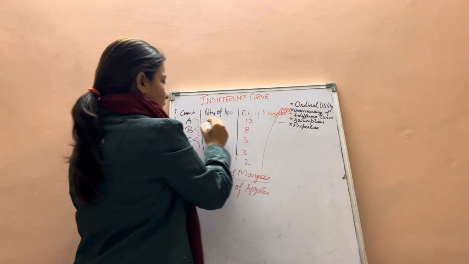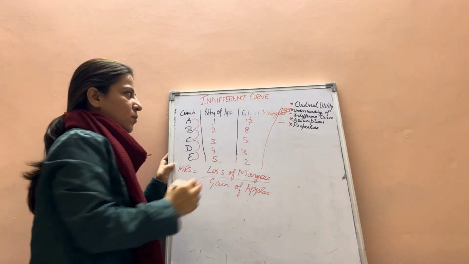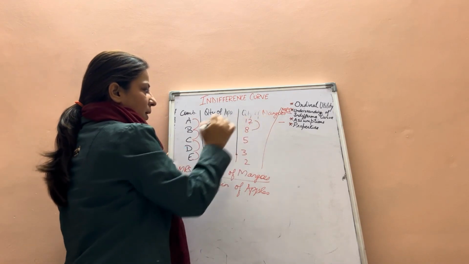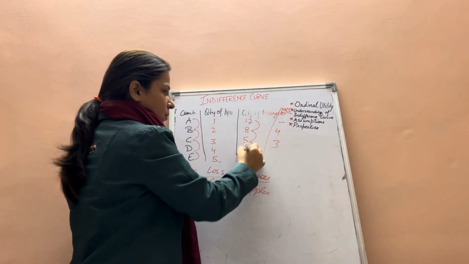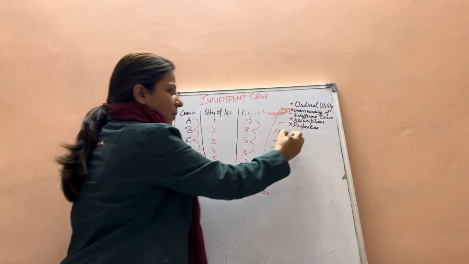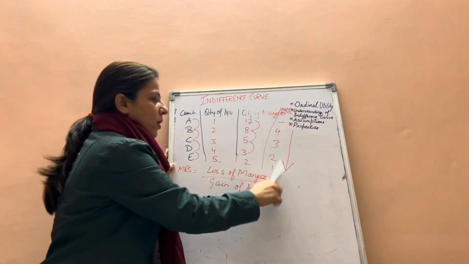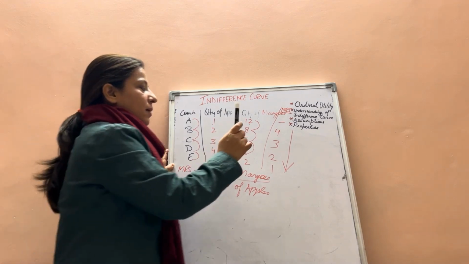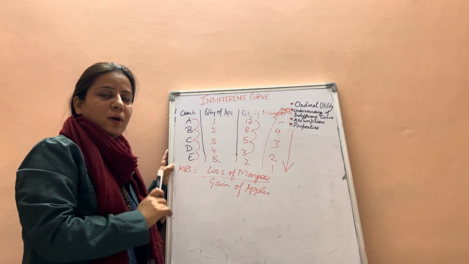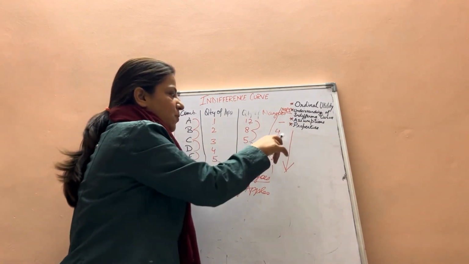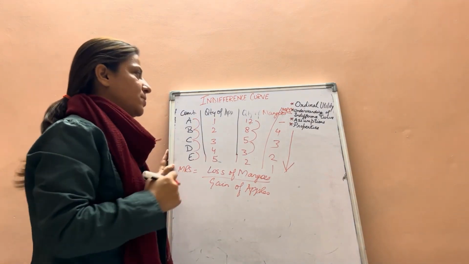So let's see the first combination. We have 1 quantity of apple, 12 quantities of mangoes. So in the second combination, combination B, consumer is giving up 4 units of mangoes, then he is giving up 3 units of mangoes, 2 units and 1 unit of mango. That means we see that marginal rate of substitution is diminishing, and this is the very assumption of indifference curve, that the slope of indifference curve, that is marginal rate of substitution, it is the rate at which one commodity is substituted for another, that keeps on diminishing as consumer is increasing his units of apples.